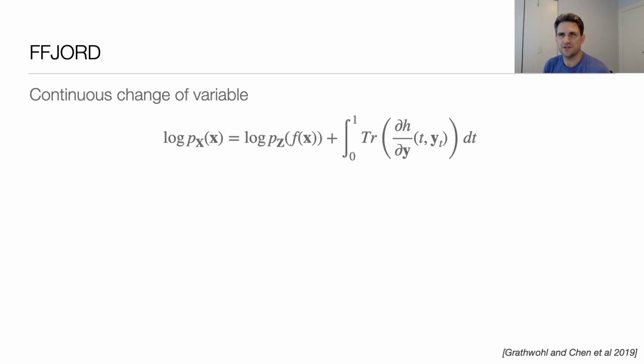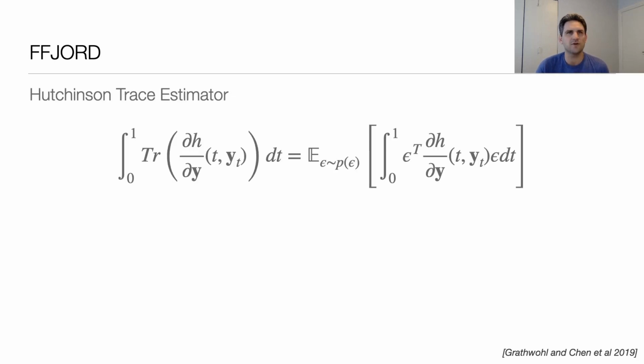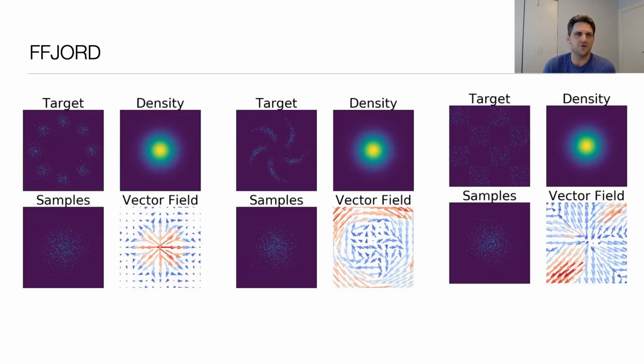The trace is unfortunately quadratic in the number of dimensions in terms of computation. So to compute this exactly is quite expensive. However, the FFJORD paper introduced the use of this Hutchinson trace estimator, which basically shows that in expectation, this integral over the trace is equal to this integral over the Jacobian multiplied by a vector, epsilon, which is much more computationally efficient to compute. And so you can apply these models.